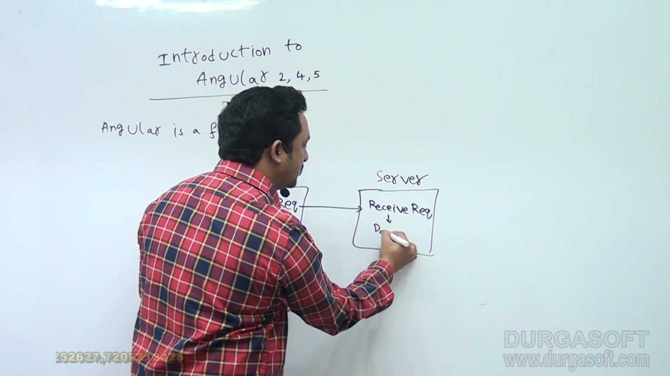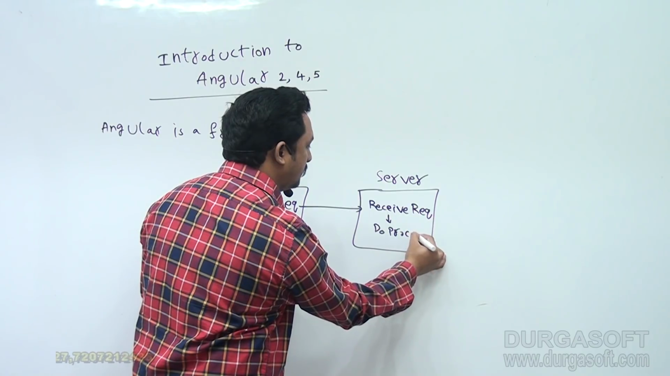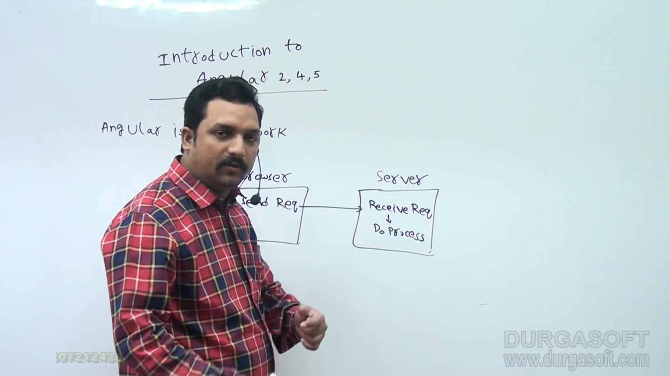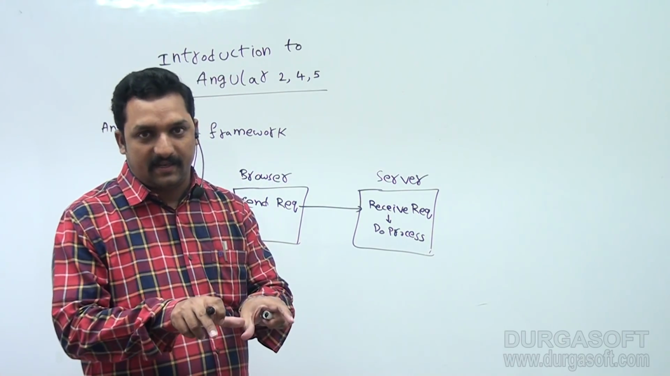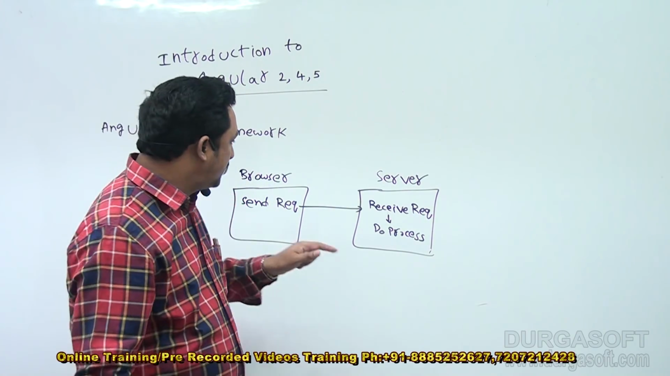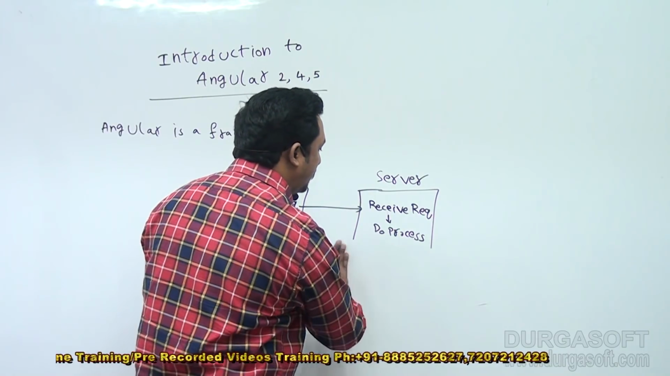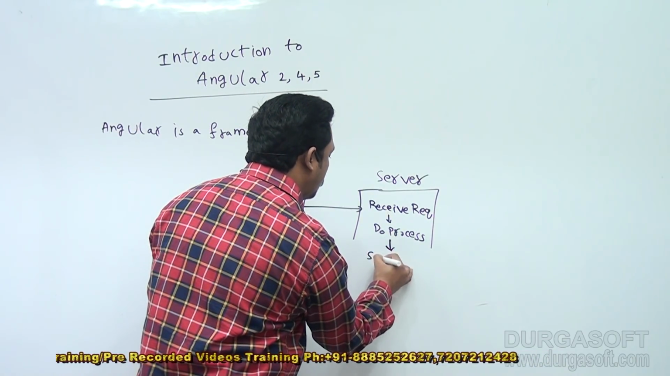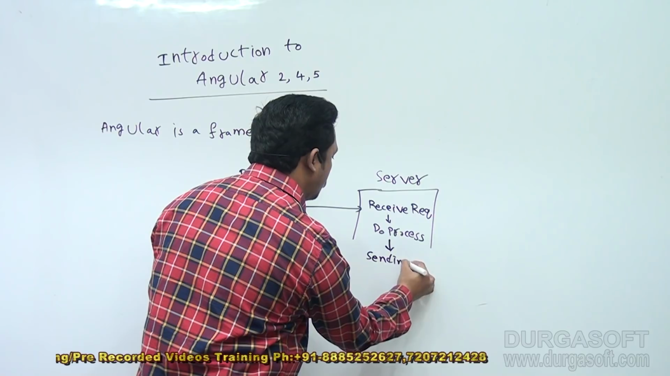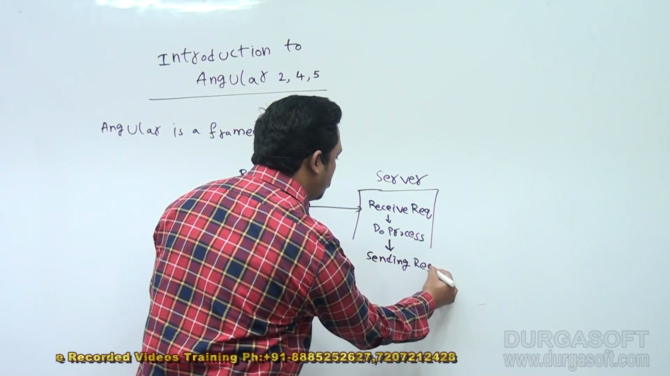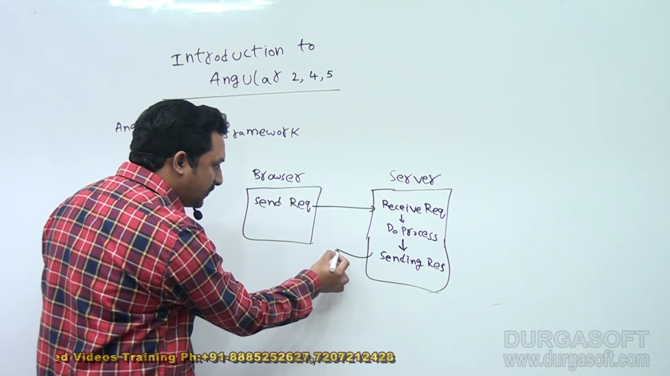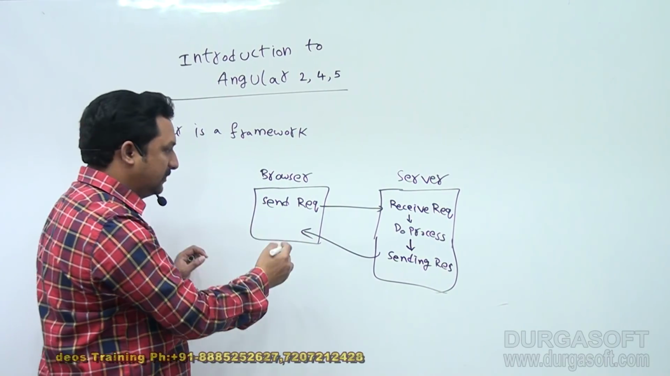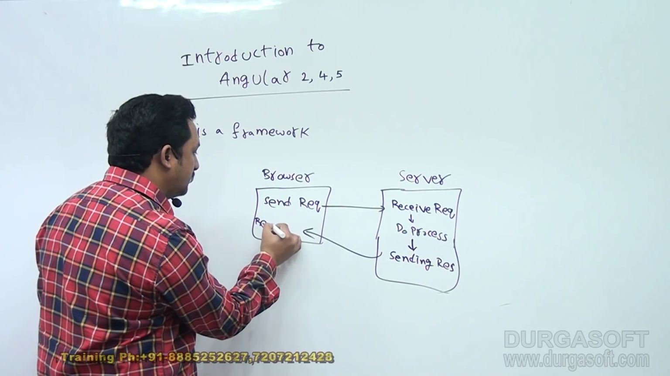Then do the process. And after doing the process, you will find some result data. That result data you have to provide to the browser. So sending response to the browser. Then this particular response will be received by the browser.